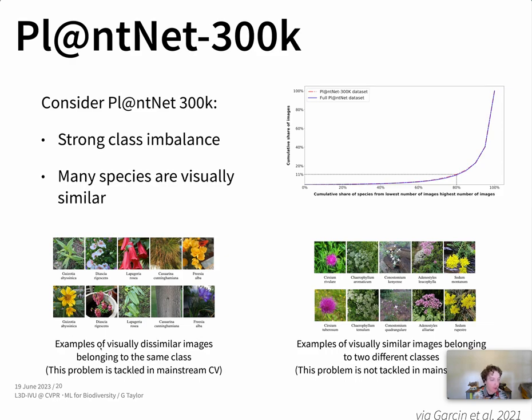And I'd also like to point out that there are visually dissimilar images belonging to the same class. This problem tends to be tackled in mainstream computer vision, different views of objects or different types of objects. But here, the examples on the right are visually similar images belonging to two different classes. So two different species that look basically the same to the human eye. And this is an example of aleatoric uncertainty, where even if you're a trained botanist, you have difficulty differentiating between these two different species. And so this is a problem that doesn't tend to show up as much in mainstream computer vision.